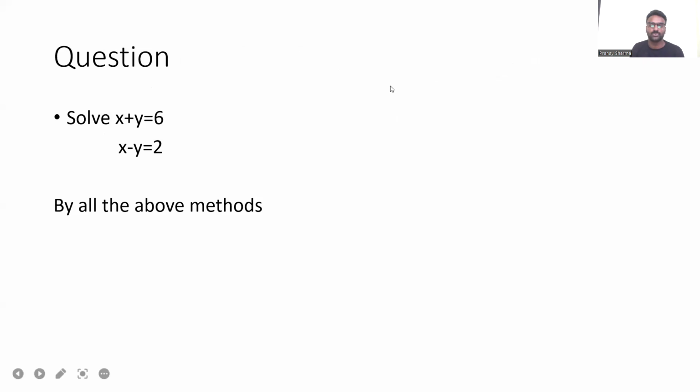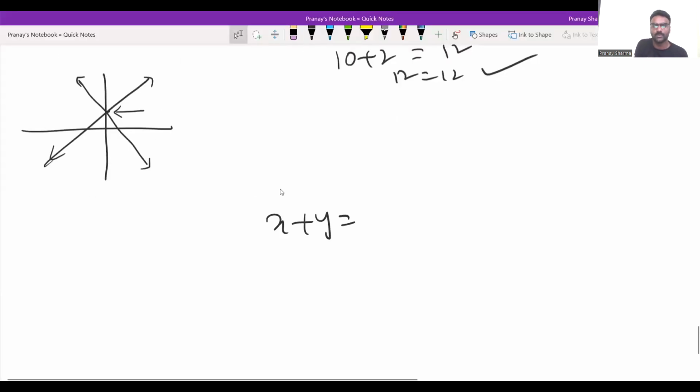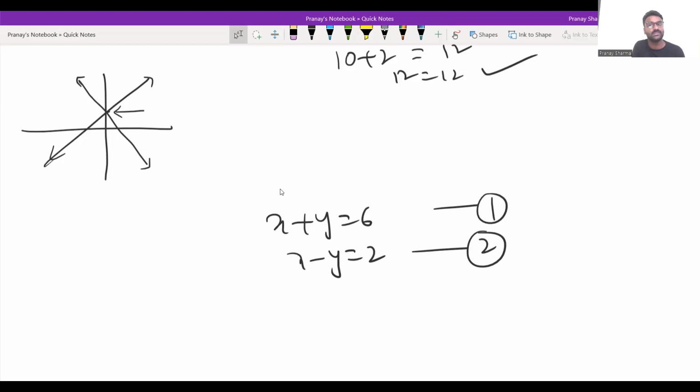Let us jump to the notebook. Okay. x plus y equals 6 and x minus y equals 2. I'm going to call this equation number 1 and this equation number 2. This is a linear equation because the highest power of the variables is 1, and we have two variables. So that is why it is a linear equation in two variables. Why is it an equation?